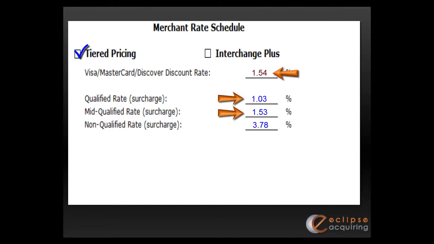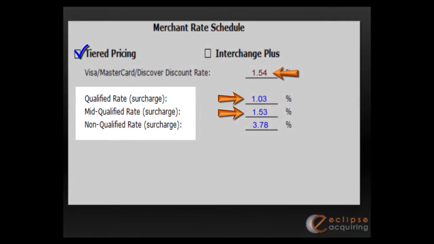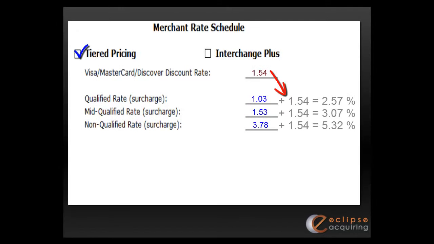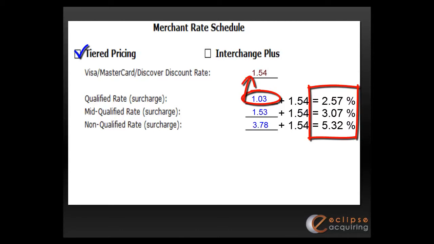Now, if you're wondering why the rate for the qualified and the mid-qualified is lower than the rate for the regular Visa MasterCard, that is because all of these are surcharges on top of the base rate of 1.54. In order to calculate this, all you need to do is add the 1.54 to the 1.03 or the 1.53 or the 3.78 to see what the actual rate is. So always remember, when a salesperson is quoting you rates, always ask them if this is on top of the regular Visa and MasterCard rate. This should give you a basic understanding of how tiered pricing works.